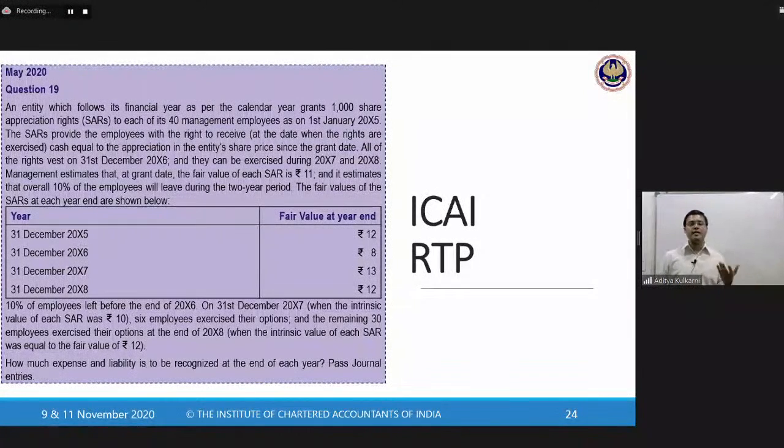The employee will come to you only looking at the share price. You cannot expect him to know what the Black and Scholes model or the option pricing model is going to be. He knows only one thing: today my share price has gone up by 10 rupees, so intrinsic value has gone up by 10 rupees, so I have to get 10 rupees as the payment towards the settlement of my SAR. That is the only thing he knows. So that is the term intrinsic value.